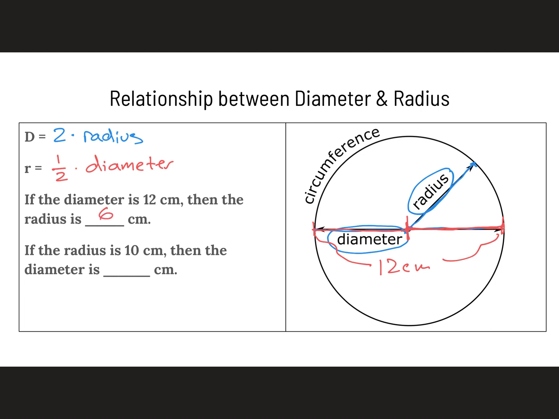Now, if I'm told that the radius, let's say this piece here, for a different type of problem, if this distance is 10 centimeters, therefore my diameter has to be double that, because 2 radii equal the length of a diameter. So if the radius is 10 centimeters, then the diameter is 20 centimeters.